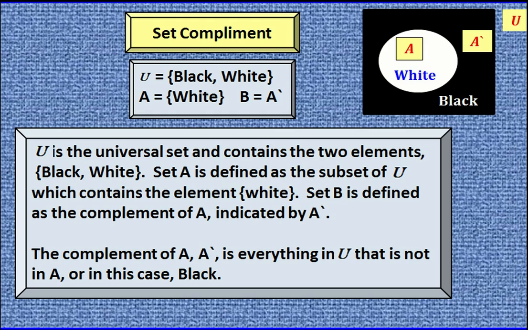U is the universal set and contains the two elements black and white. Set A is defined as the subset of U, which contains the element white. Set B is defined as the complement of A, indicated by A prime. The complement, A prime, is everything in U that is not in A, or in this case, black.